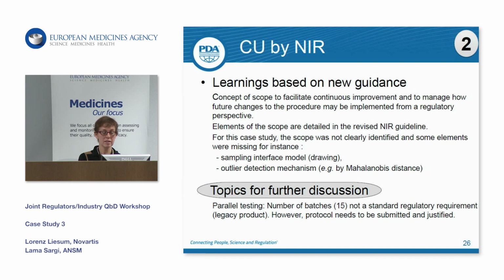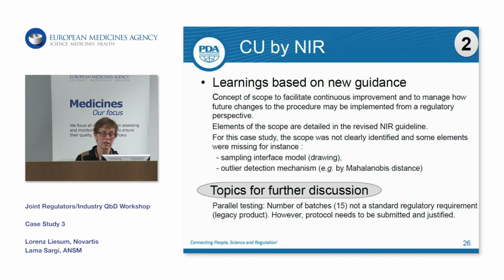As regards the learnings, since the time of assessment of this application, the NIR guidance has been updated, and now it has introduced the concept of scope that will facilitate continuous improvement and that will show how changes to the NIRS procedure can be implemented from a regulatory perspective. The elements of the scope are detailed in the guideline. I won't list them here, but just for illustrative purposes, in this case study, the scope was not clearly identified as requested in the guideline, and some elements were missing. So we would ask for this information if the application is submitted today.